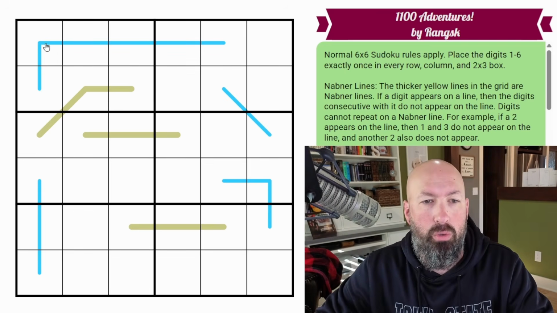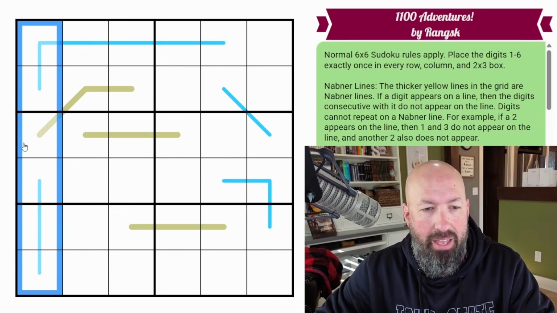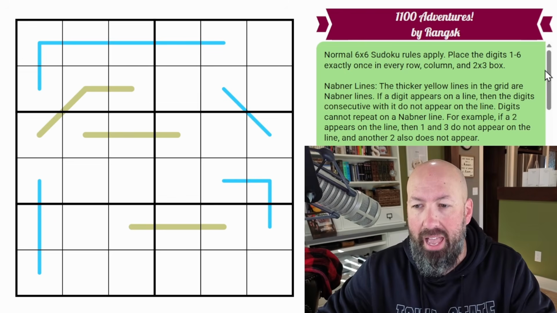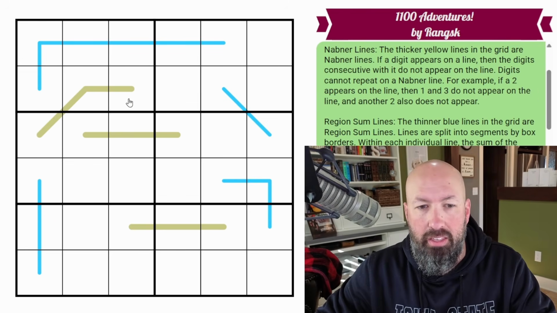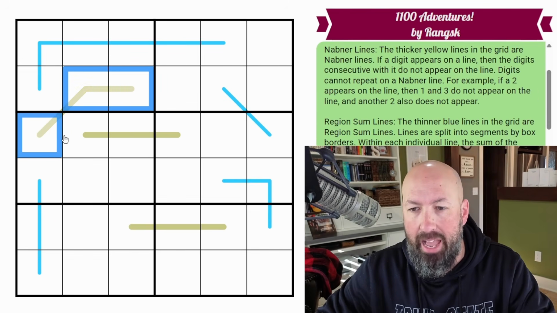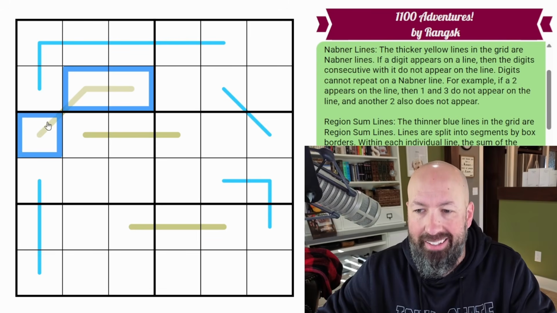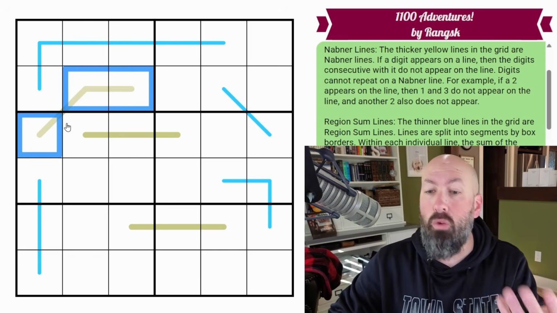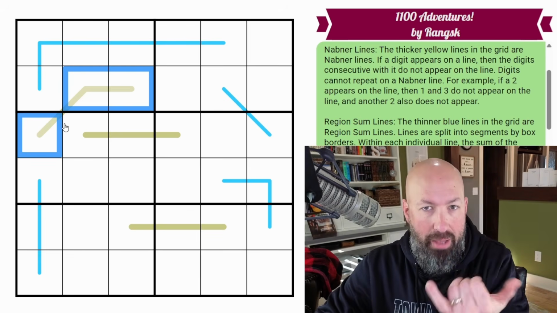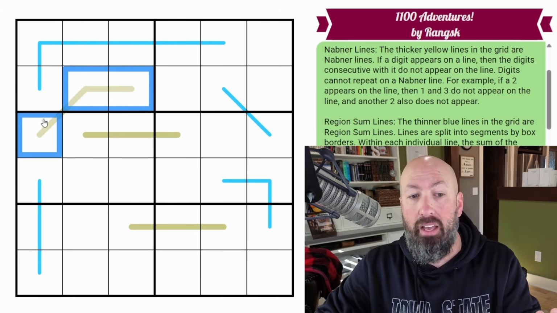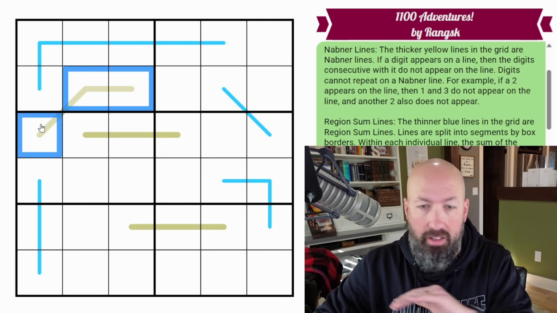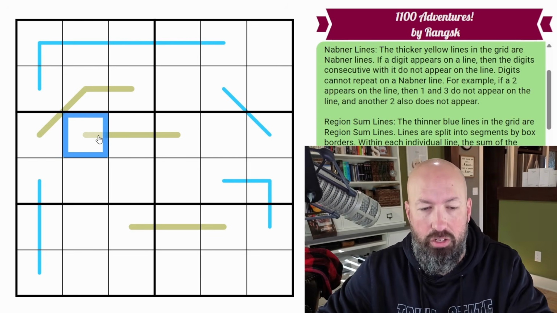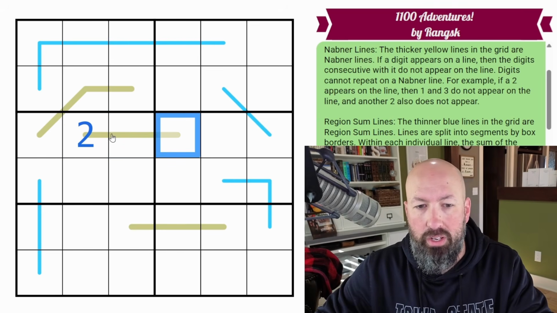We have normal Sudoku rules in every row, column, and box. We're going to place the digits 1 to 6 without any repeats. We have Nabner lines. These thicker yellow lines in the grid are Nabner lines. If a digit appears on a line, then the digits consecutive with it do not appear on the line. So if you're familiar with Renban lines, this is Renban backwards, Nabner. And so Renban lines, they all have to be consecutive. On a Nabner line, none of them can be consecutive. So, for example, if a 2 appears on the line, if you have a 2 right here, then 1 and 3 do not appear on the line.